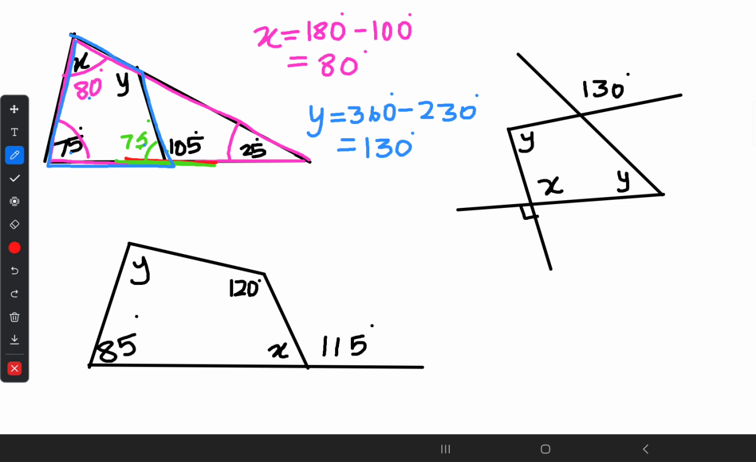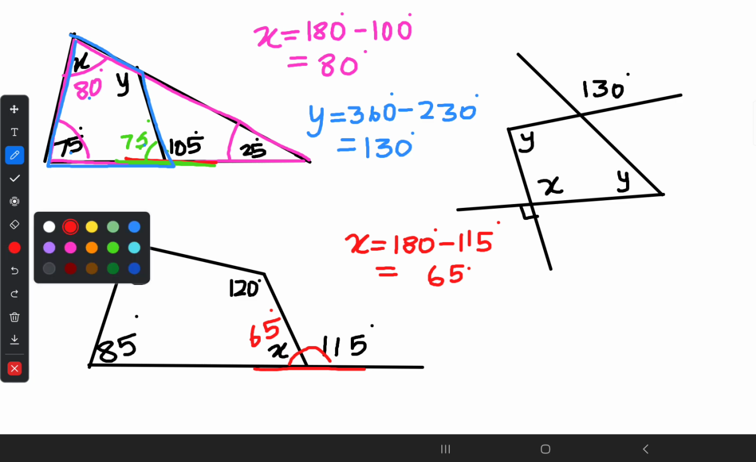Now let's try question 2. I know that angles on a straight line sum to 180. From that, I can find the magnitude of x: the sum of adjacent angles in a straight line equals 180. From 180, when I subtract the existing 115, that will give you x as 65.